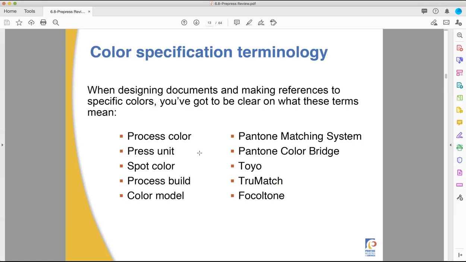A press unit is all of the equipment in an offset or flexo press, or any press really, required to make a single color. All the rollers, all the ink, all the fountains if applicable, or the anilox if you're talking flexo, everything, it's basically a press unit is a press.